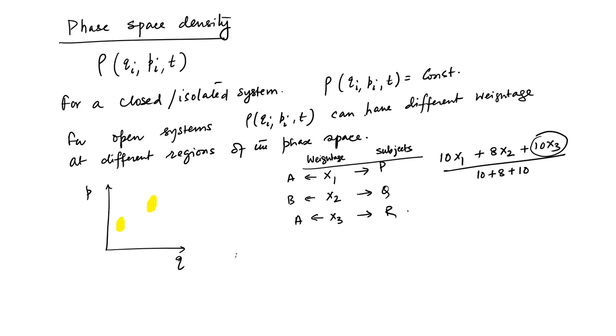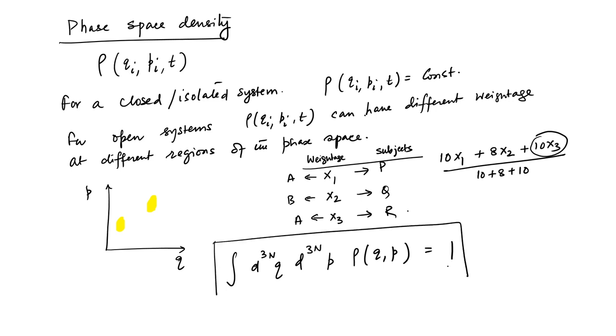Nevertheless, these integrated, because it is a density or a probability, so it is d3N q and d3N p and rho of q, p. We write the coordinates first and then the momenta, and this is equal to 1 because you need to have this as a normalized probability or normalized density.